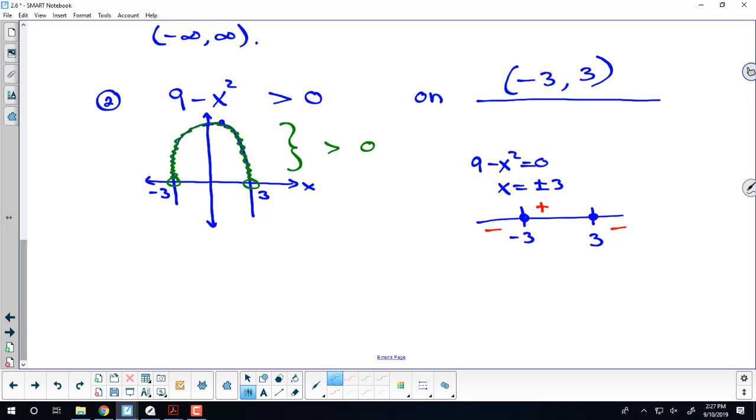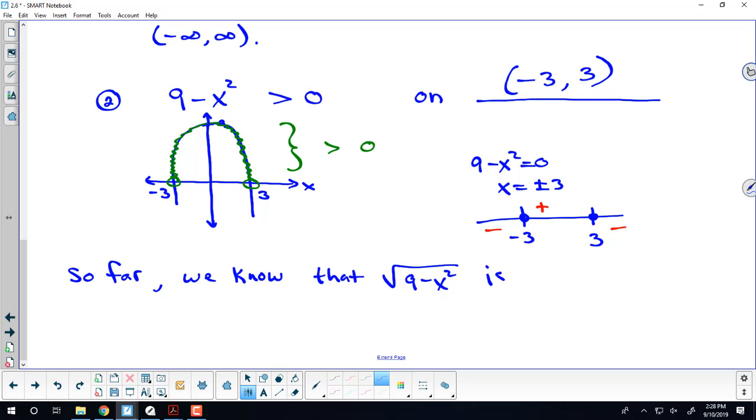Okay. So let's just write what we have so far. We know that the square root of 9 minus x squared is continuous on -3 to 3, not including the endpoints, by Theorem 2.13. Are there any questions on what we've done there? All right.